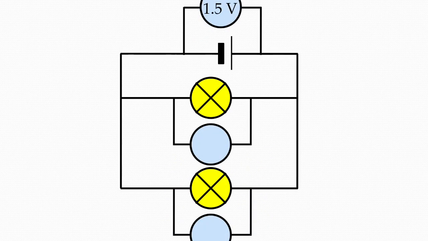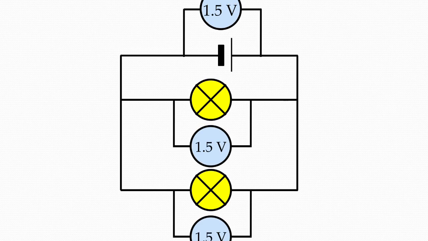What would the potential difference be measured as over the 2 bulbs in this circuit? Each bulb would measure a potential difference of 1.5 volts, just like the power supply.